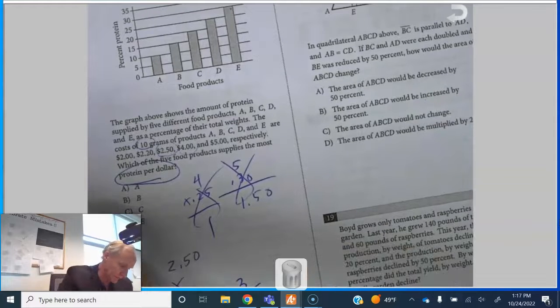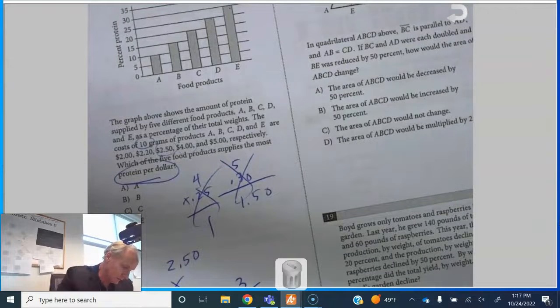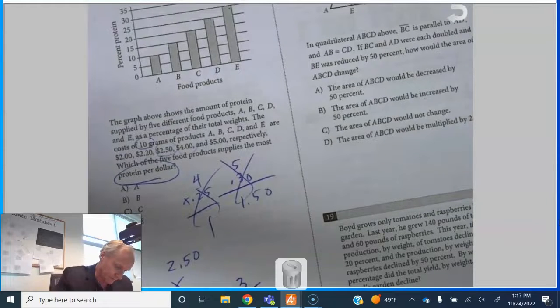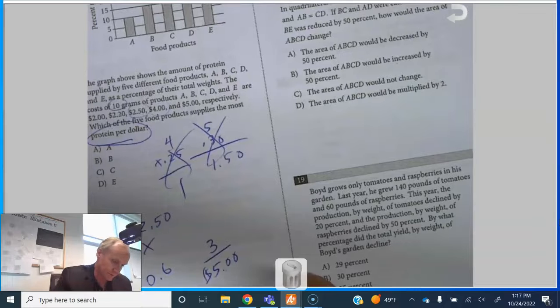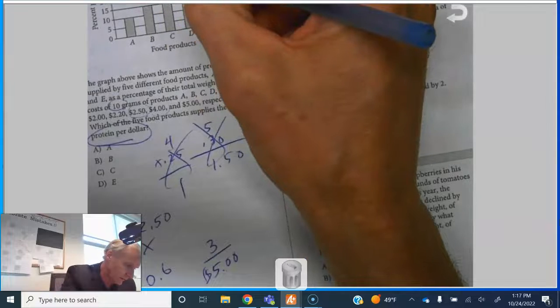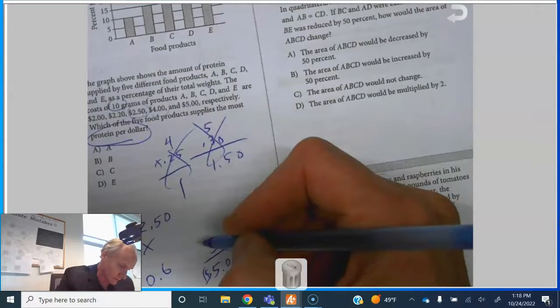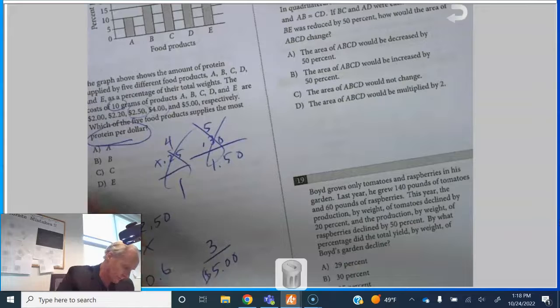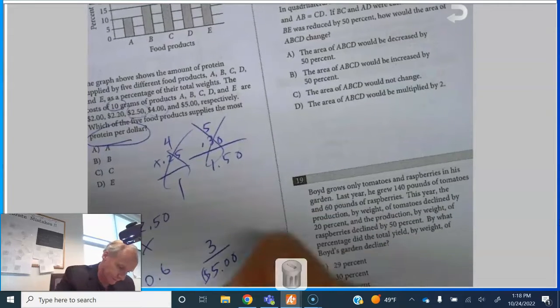D is going to be 4. $4 divided by the amount of protein in it, which is 2.5 grams, which is 1.6. So that's how many grams of protein you get. Wait, this is 2.5 in 10 grams. 25% protein means you get 2.5 grams of protein for your $4. 2.5 divided by 4. 0.625. There it is.